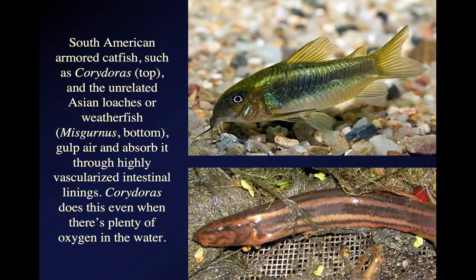Both of these, even though they're not related to each other, will go to the surface, gulp a bubble of air, and absorb it through vascularized intestinal linings, not the mouth, but the intestine. They'll swallow bubbles of air and push them all the way back. I used to see my little Corydoras do this even when there was plenty of oxygen. He would just root around on the bottom and then shoot to the surface, gulp a bubble of air, dash back down, and go on right with what he was doing.